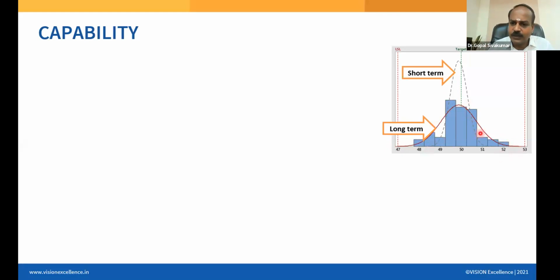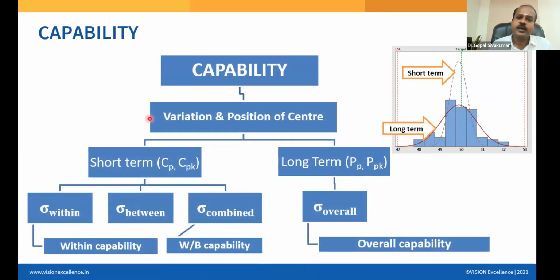According to the data, your data represents the histogram like the dotted line only. But by understanding the overall standard deviation, you are drawing one more red color curve. This indicates the long-term performance, and you can easily understand the spread is more than the dotted one, right? And that means rejections can be higher than what we are currently experiencing.